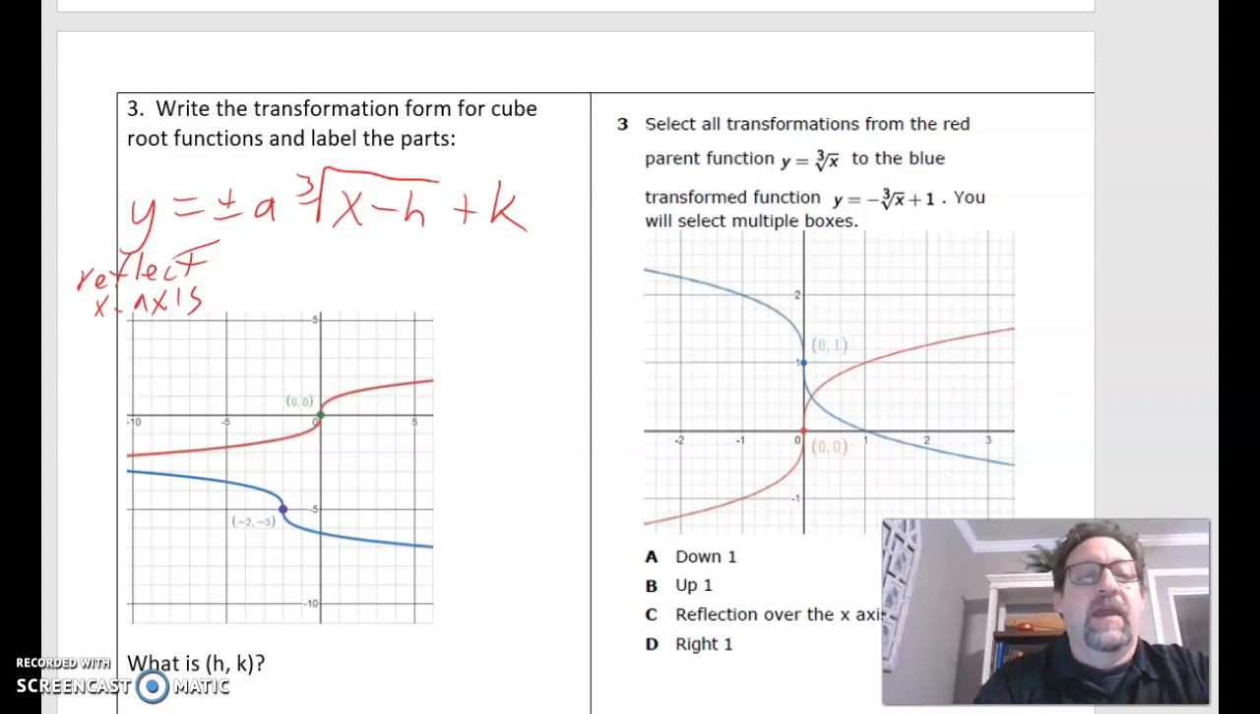The a, if a is greater than 1, it's a stretch. If I multiply by 2 or 3 or 4, it makes the number bigger. If a is between 0 and 1, like a half or a fourth, if I multiply by a fourth, it makes the number smaller, which is a compress or a shrink.